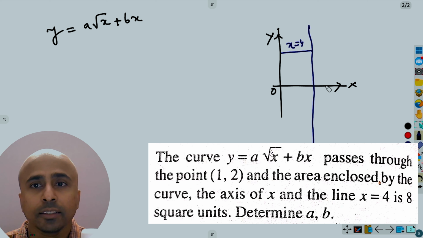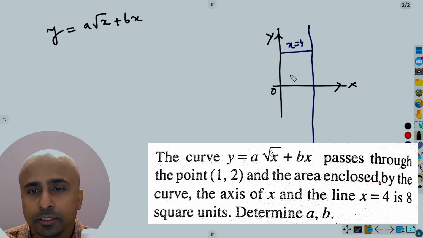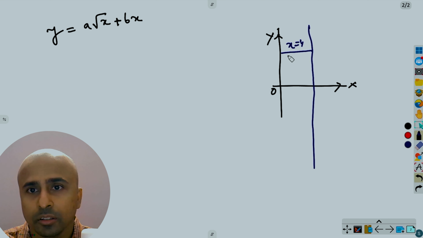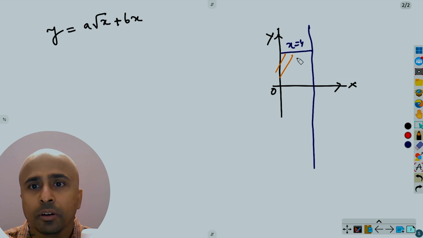Given the x-axis and the line x equals 4, we have to find the area of the curve falling inside this region. Yes, this is what it means. Since our region of interest is this part, let me use a different color, orange. Our region of interest is this part, right?